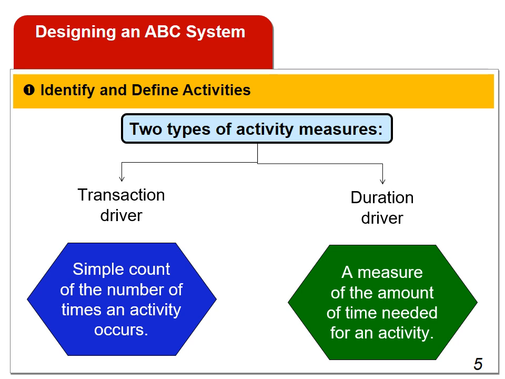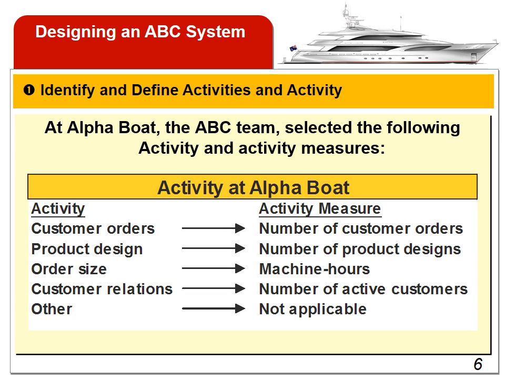Two types of activity measures include transaction driver, a simple count of the number of times that an activity occurs. Example: number of customer orders, number of units. Duration driver measures the amount of time needed to perform an activity. This is more accurate than a transaction driver, but it takes more effort to record. Example: machine hours.